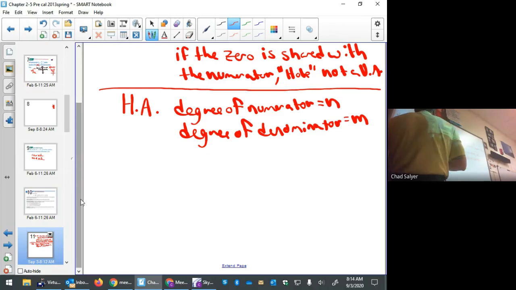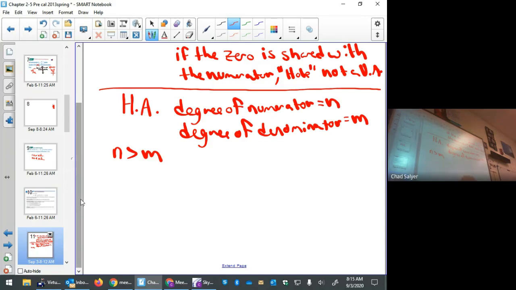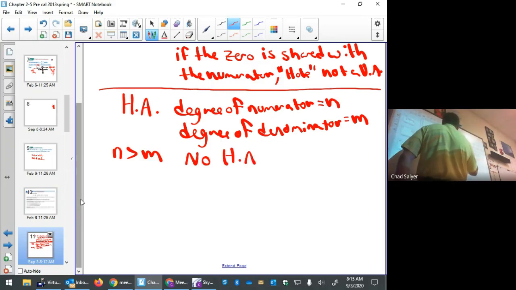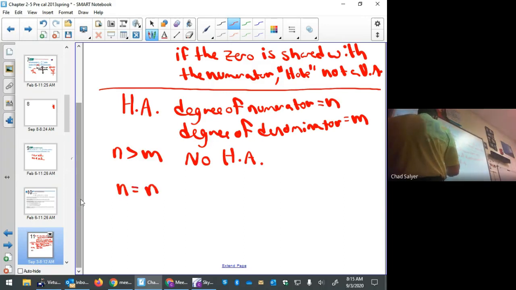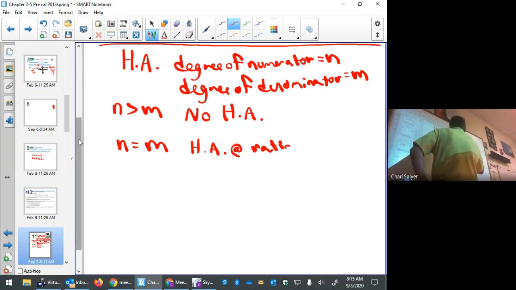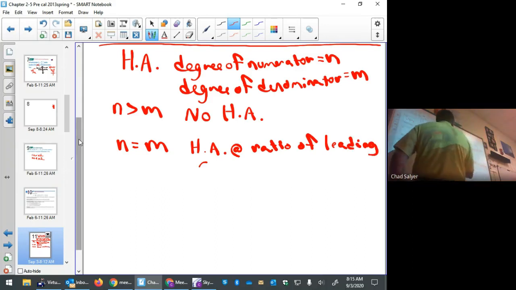So our 3 scenarios are as follows. N is greater than m. So that means the degree of the numerator is higher. Are you with me? If n is greater than m, there are no horizontal asymptotes. If n equals m, if they are the same degree, then it has a horizontal asymptote at the ratio of leading coefficients.